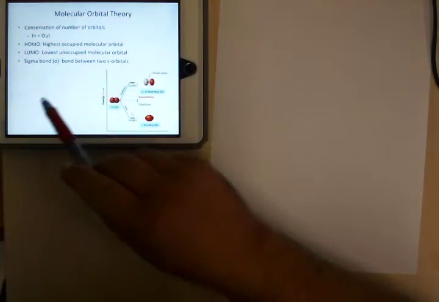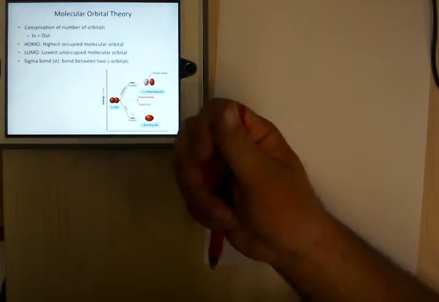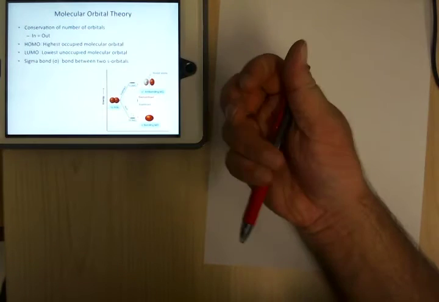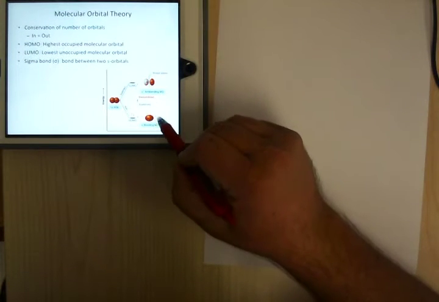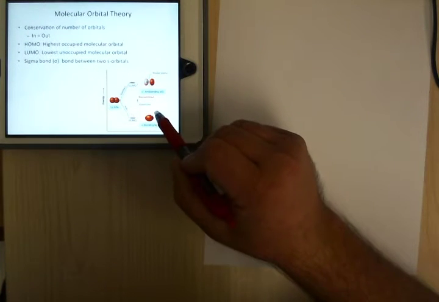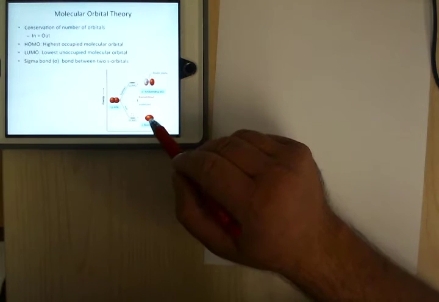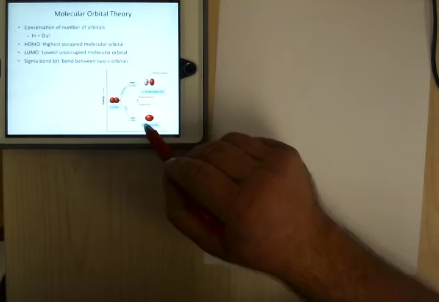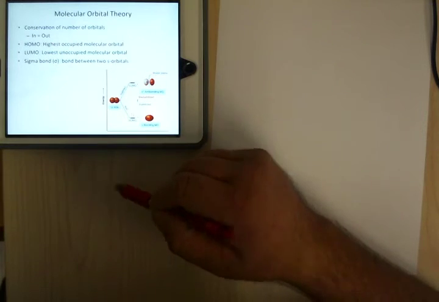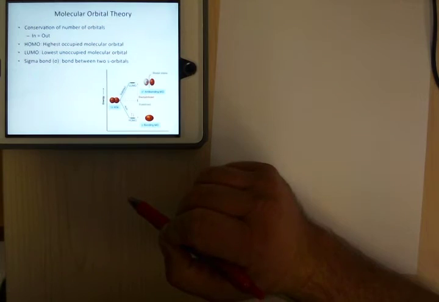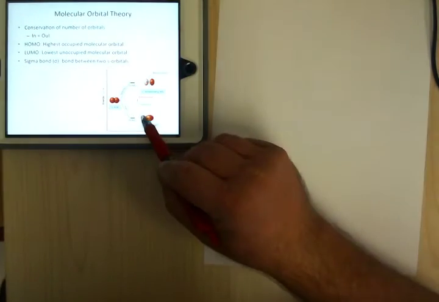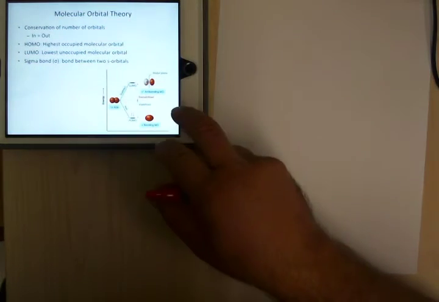And when you're combining two s orbitals together to make a molecular orbital, the result that comes out is what's called a sigma bond. It's the Greek letter for S, so it has S character to it, so you're going to get a sigma bond.